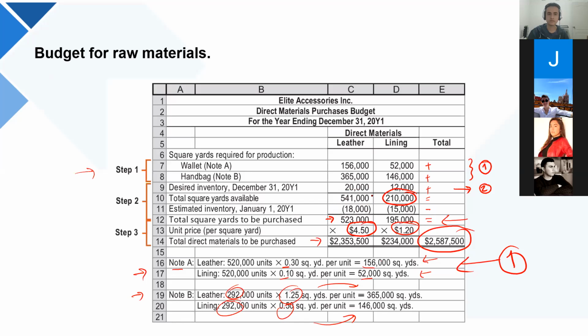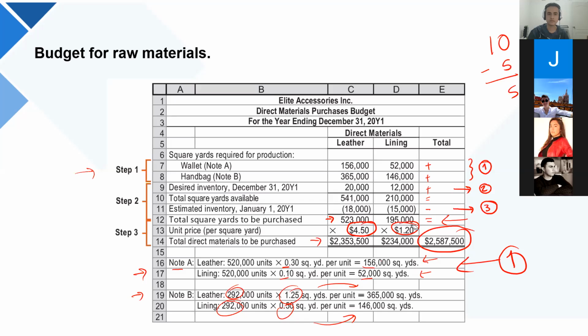Now, the next step is I need to subtract the inventory that I already have. Why? Because this is something I have. If I need something and I already have some of it, I just need the difference, right? If I need 10 apples and I already have 5 apples, how many apples do I need to buy? 5 apples. So if I need 541,000 of leather and I already have 18,000, how much leather do I need to buy? The difference, right? So that's what you do here.